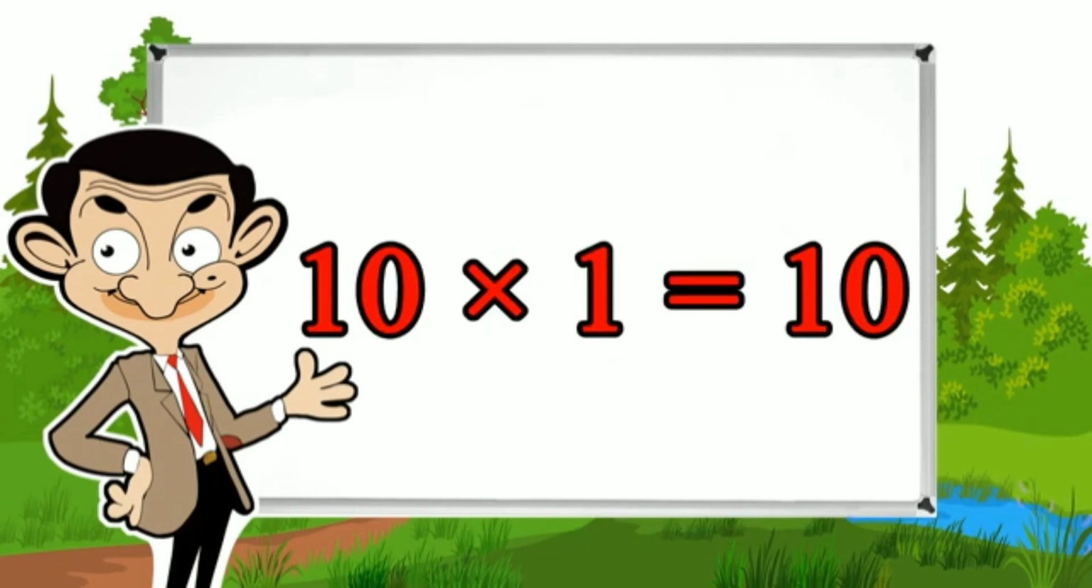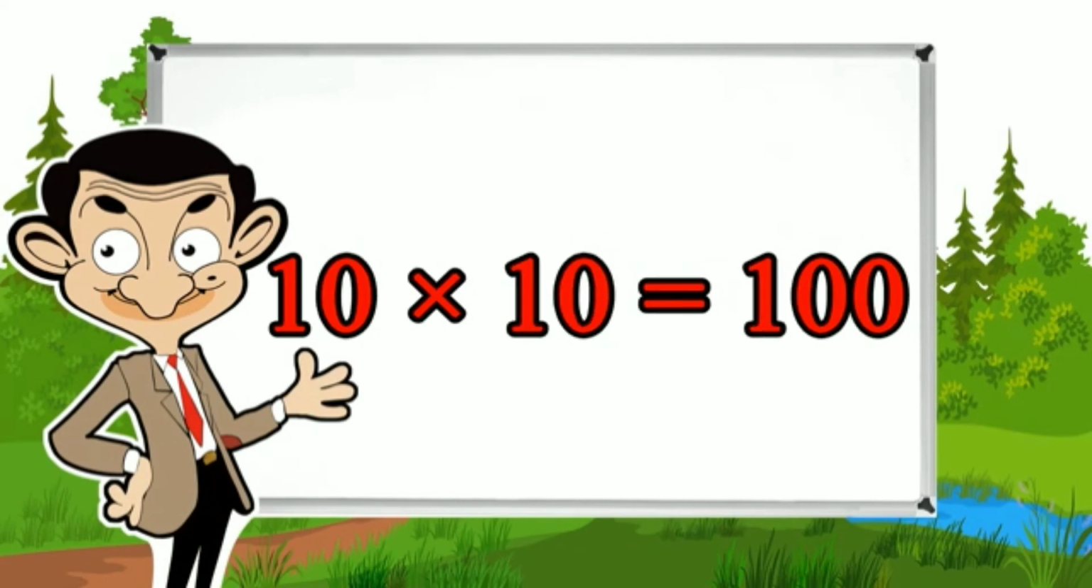10 ones are 10, 10 twos are 20, 10 threes are 30, 10 fours are 40, 10 fives are 50, 10 sixes are 60, 10 sevens are 70, 10 eights 80, 10 nines are 90, 10 tens are 100.